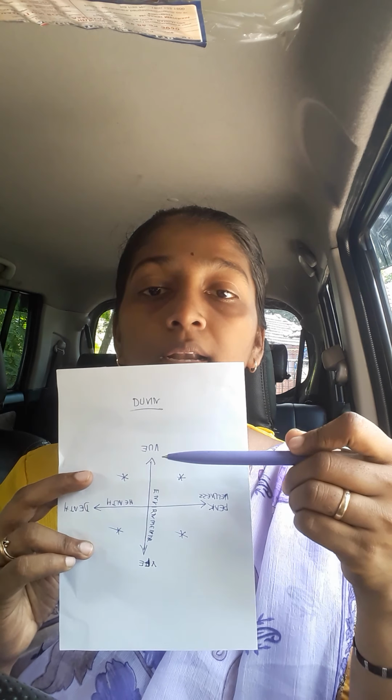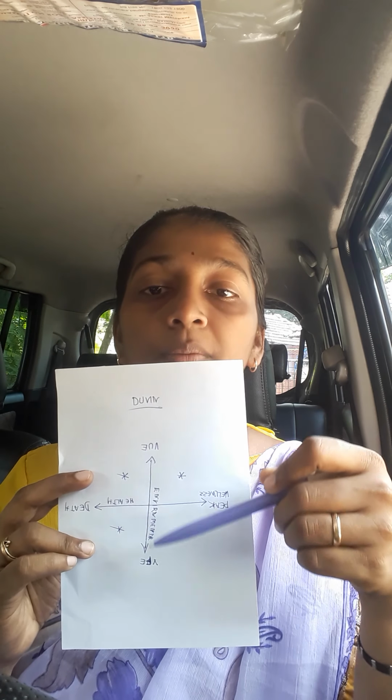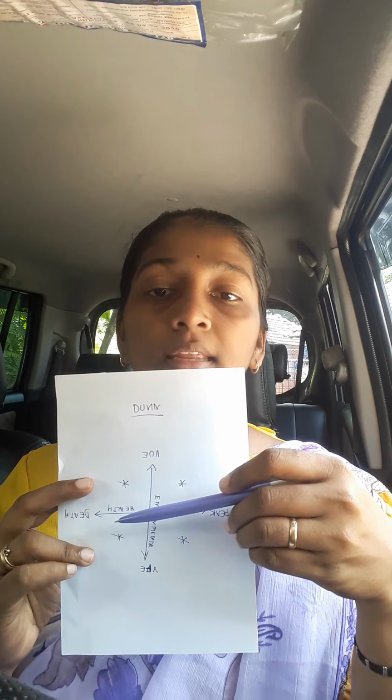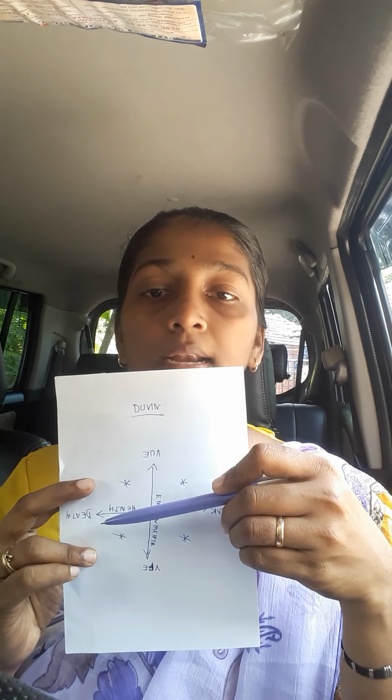Now in the environmental axis, you have a very unfavorable environment and a very favorable environment. Then in the health axis, we can see peak wellness and death.